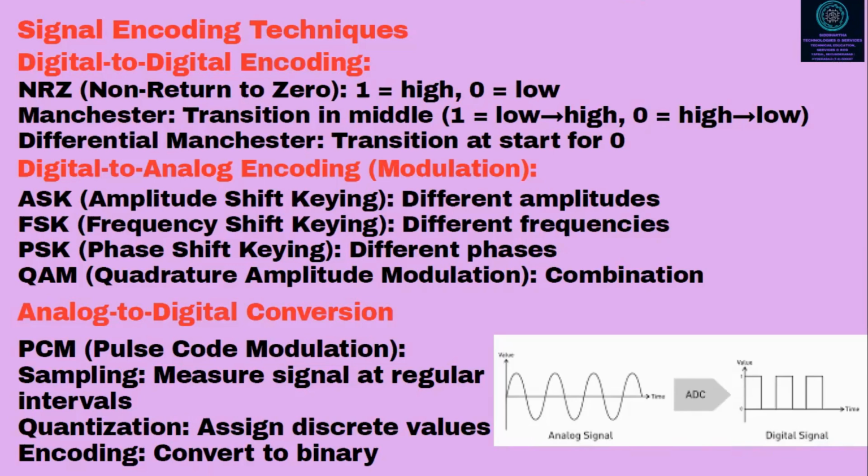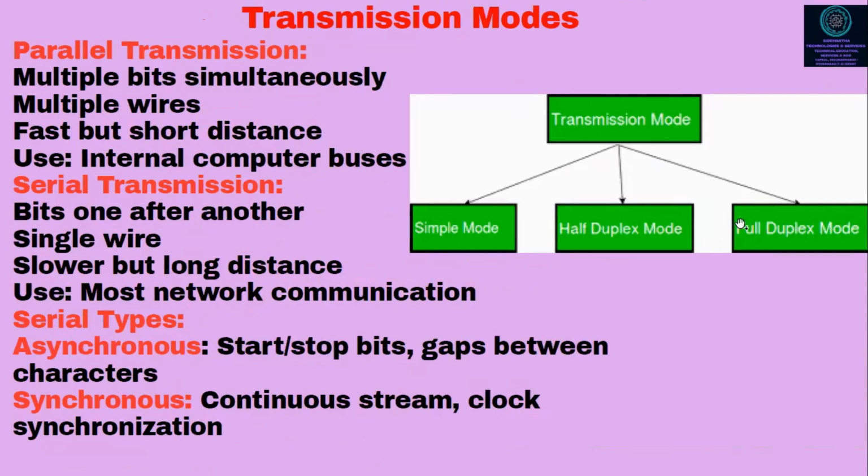Okay, so let's go to the next part, that is transmission modes. Parallel transmission, serial transmission. Then when we talk about serial transmission, the types are asynchronous and synchronous. In parallel transmission, multiple bits we can send simultaneously. Multiple wires will be there, fast but short distance. Used in internal computer buses, interconnections. We use parallel transmission there.